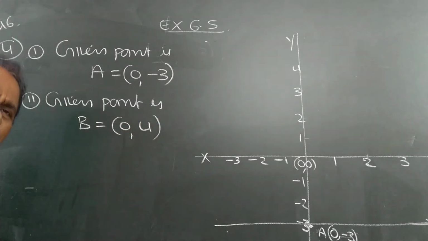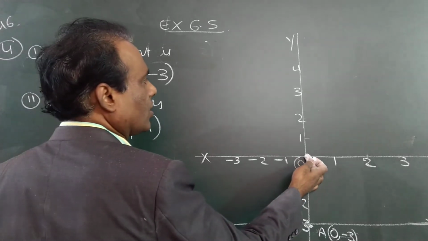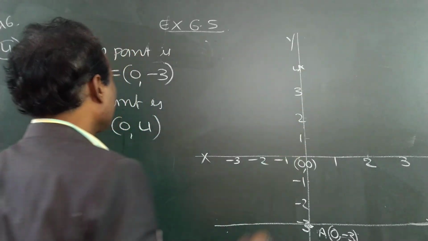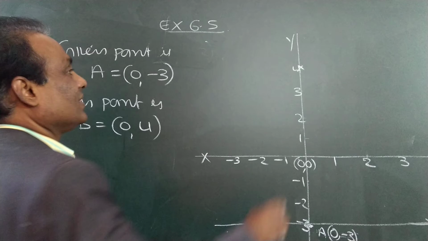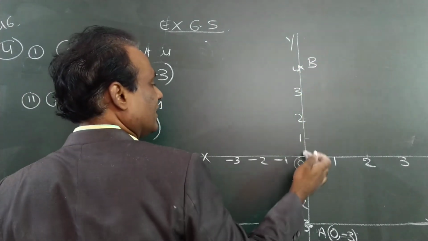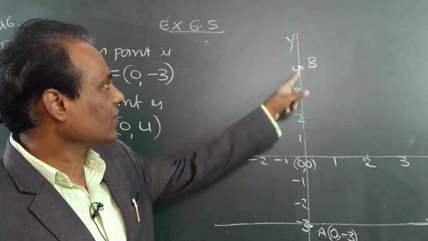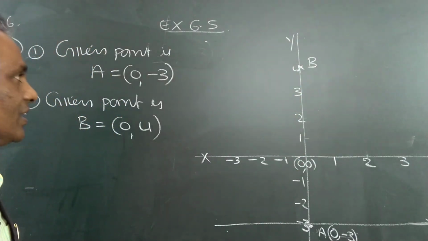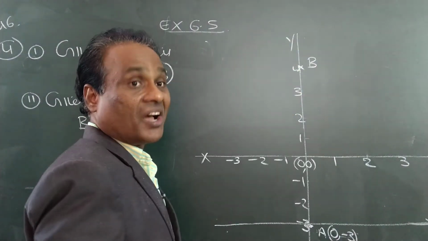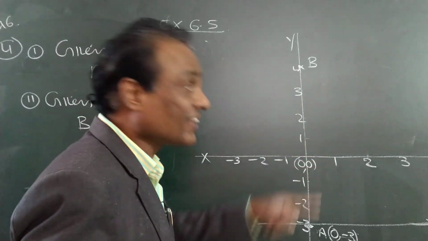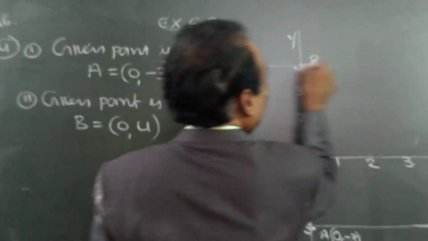Where is that point (0, 4)? Students, where is that 0 comma 4? X value 0, y value 4. This is the point. Draw the line. How to draw the line? Parallel to the x-axis. Parallel to the x-axis means like this.